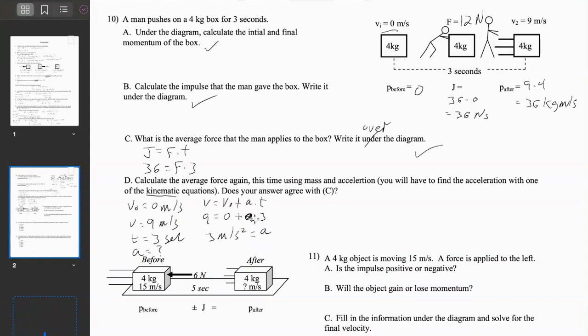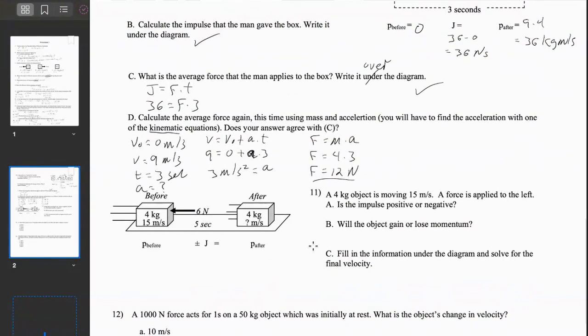Now that we have the acceleration and we know the mass, we can determine the force. Force is mass times acceleration, Newton's second law of motion. So force is equal to 4 times 3. And 4 times 3 is 12, so the force is 12 newtons. So it does agree with our answer in letter C.